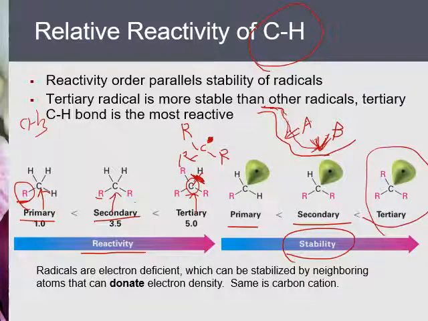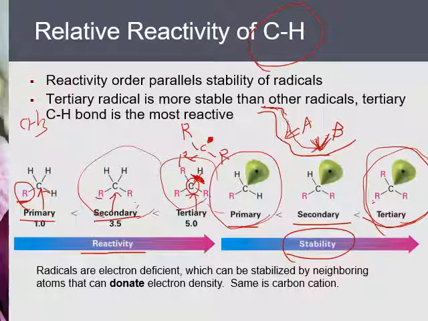Similarly, the most stable radical, the tertiary radical, is the easiest to form. So tertiary carbon is the most reactive to form a tertiary radical, followed by the secondary carbon. And because the primary carbon is the least stable, it is the most difficult to form.